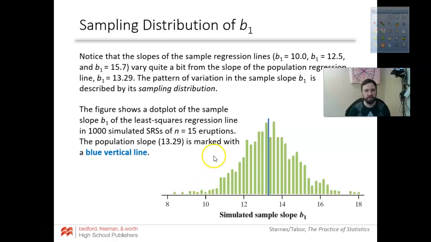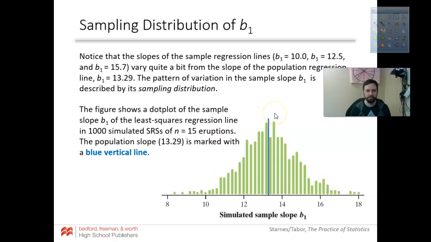We did 1,000 simulated samples if the true slope was 13.29. So we're assuming that the population slope is correct, and then we're running 1,000 simulations of sample size 15. And these are all the different slopes we got over those 1,000. Sometimes they're 9, one time they're 18. But usually they're pretty close to what the true population slope was, which it should be, because we used that for our simulation. So is getting a slope of 10 unreasonable? It happens sometimes. 12.5 happened a lot. 15.7 happened a decent amount. So those are reasonable slopes given the population.